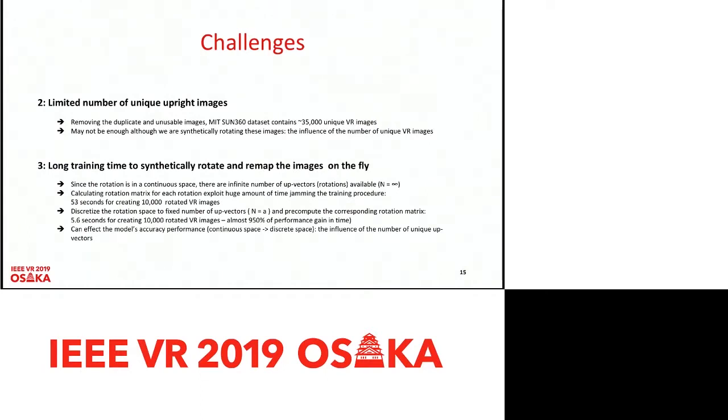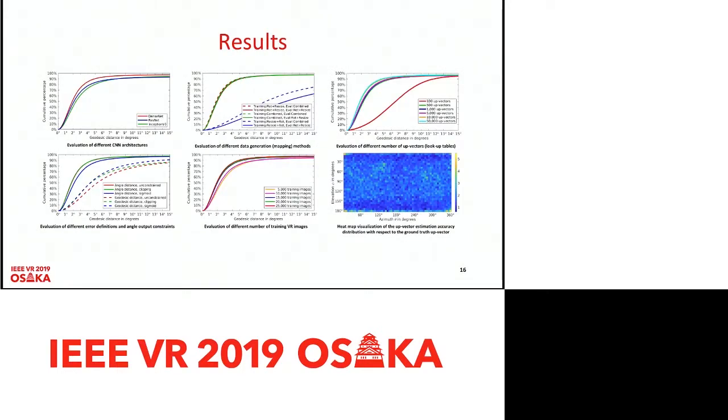The third problem is the training time, as it is computationally expensive and time-consuming to rotate and remap the VR images on the fly. To overcome this constraint, we actually discretize the rotation space and fix the number of orientation vectors for the rotation. Now let me dive into the results.